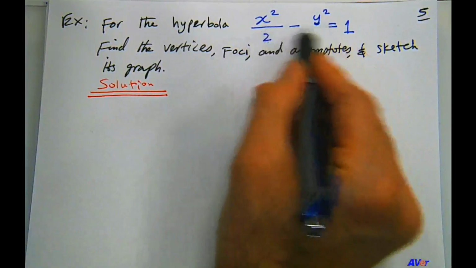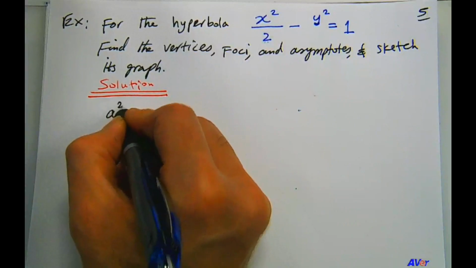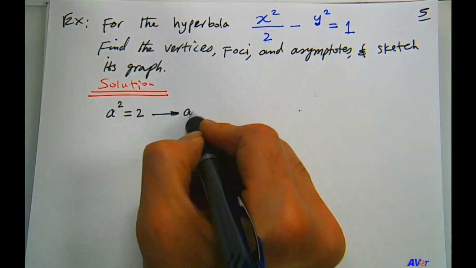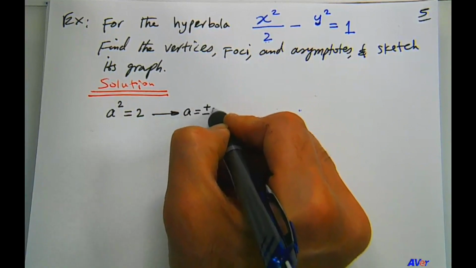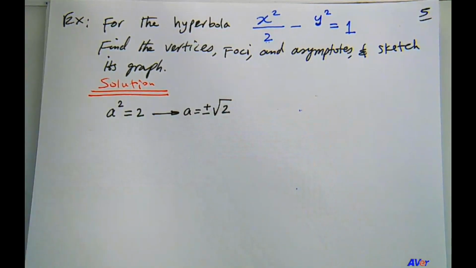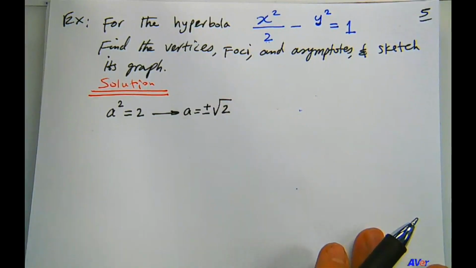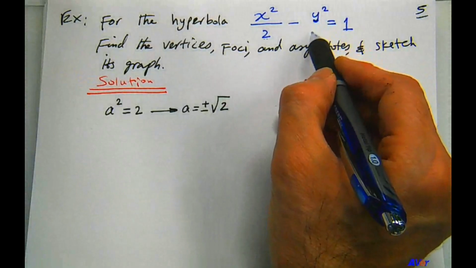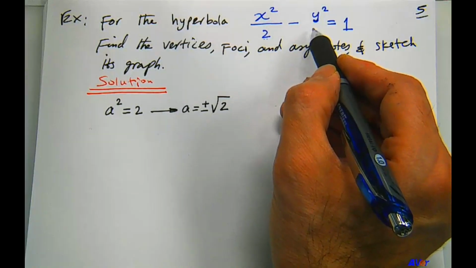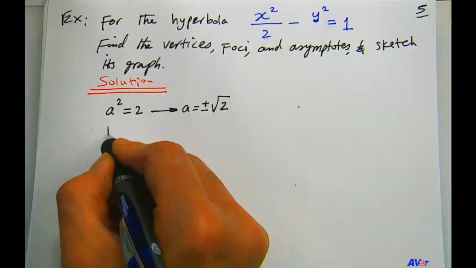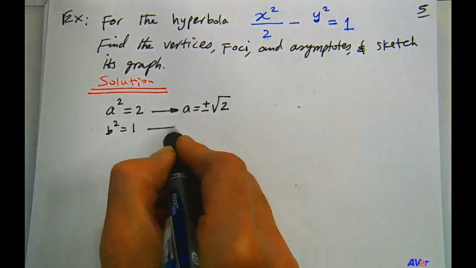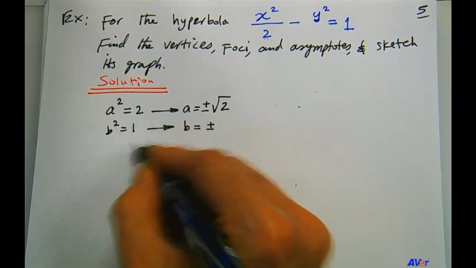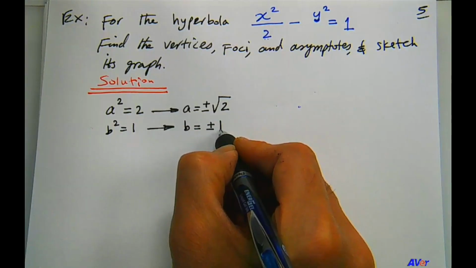So we know from the equation a squared equals 2. Therefore, a is equal to plus or minus square root of 2, by the square root property, right? Also, the denominator of the y squared term is 1. That means b squared equals 1, and that means b is equal to plus or minus square root of 1, which is just 1.